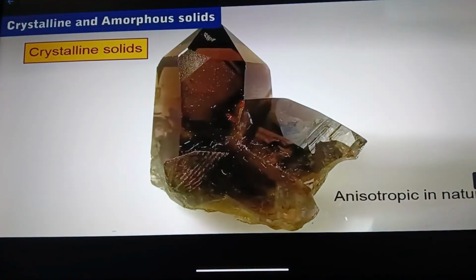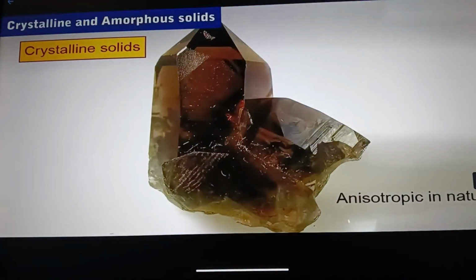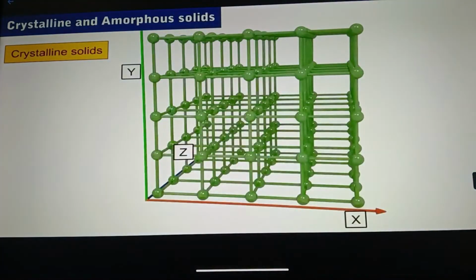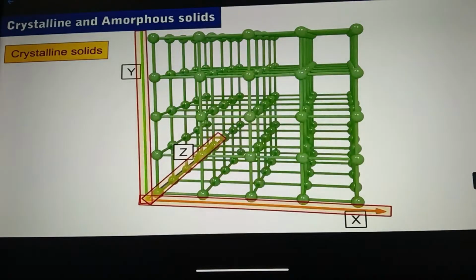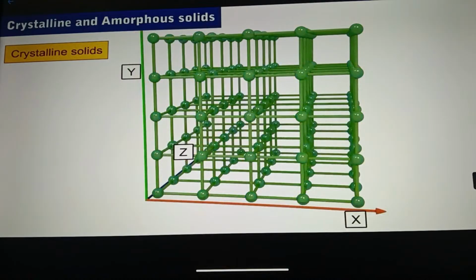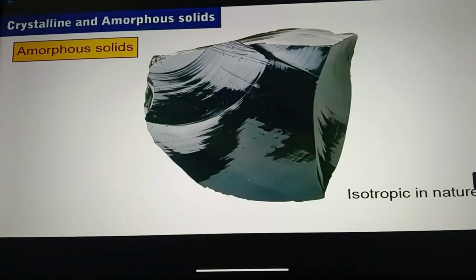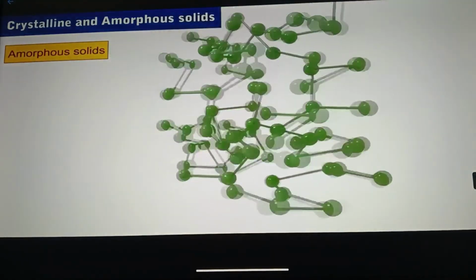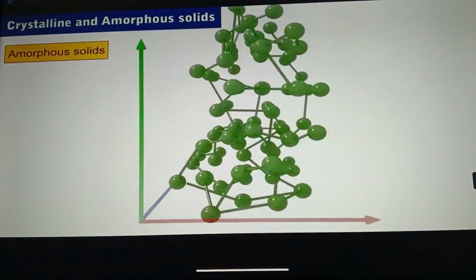Crystalline solids are anisotropic in nature. In other words, some physical properties like refractive index and electrical resistance change along with the change in the direction of the solid. This is due to the ordered molecular arrangement in the solid. Amorphous solids are isotropic in nature. In other words, they show the same physical properties in all directions. This is due to the random arrangement of the solid.